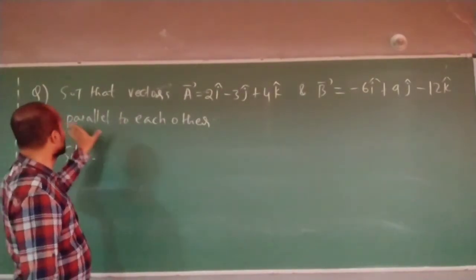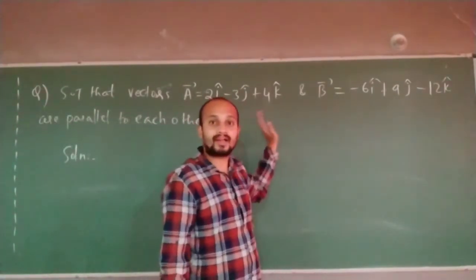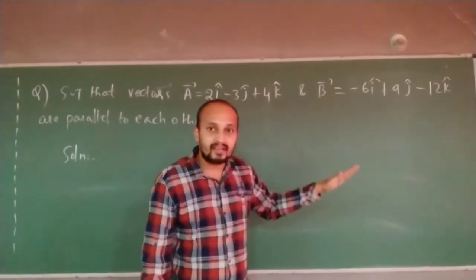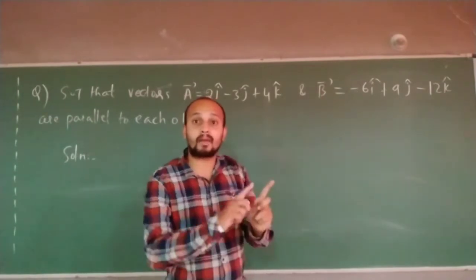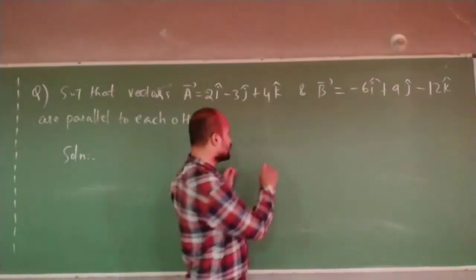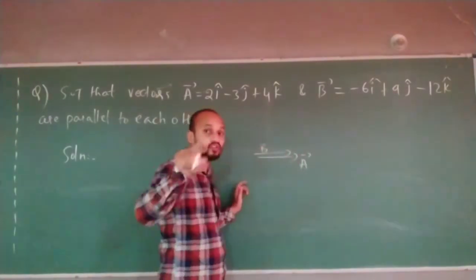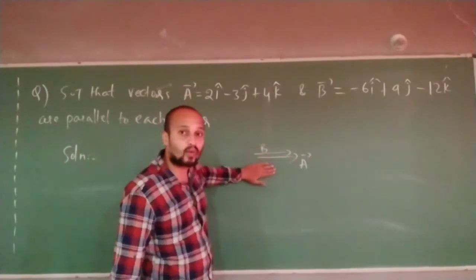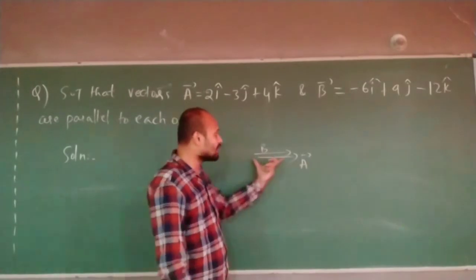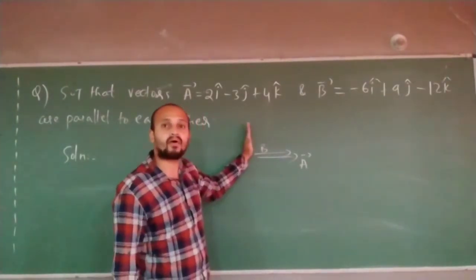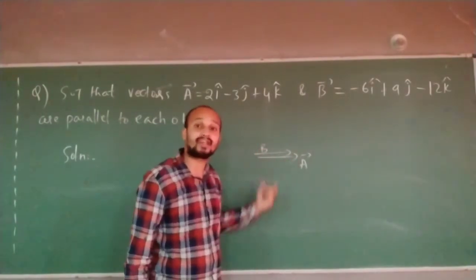What is happening there? If these two vectors are parallel, that means there is no component of any vector which is perpendicular to the other vector. Correct? Let's say vector A is like this, vector B is like this. What is cross product? You have to take the component of one which is perpendicular to the other, then multiply. Now in this case, is there any component of either vector, A or B, which is perpendicular to the other one?